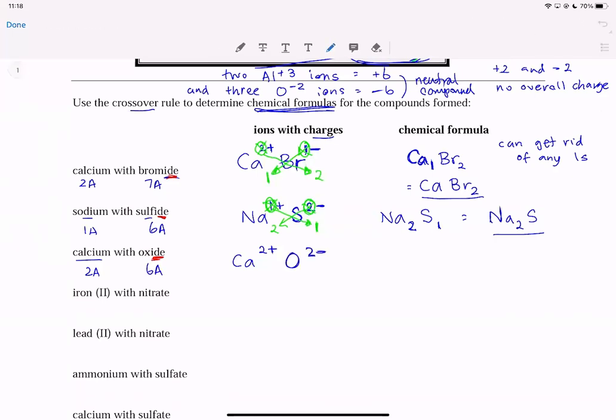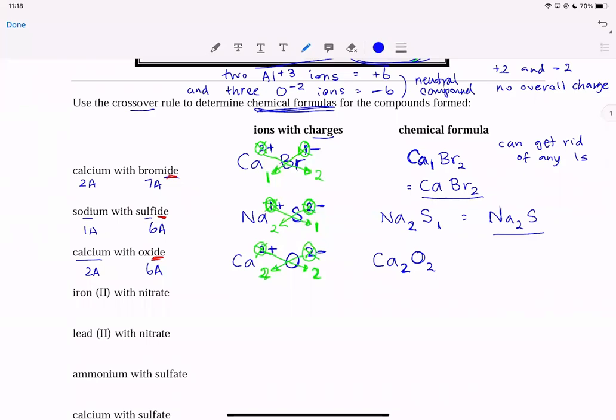Okay, so what's going to cross over and down is this 2 is going to be a 2 outside of the oxygen symbol. So it's no longer up there. This 2 crosses over and down and becomes a 2 outside of the calcium. So it's no longer up there. So now what you have is the calcium, no plus sign, but there's a subscript 2. You have the oxygen, no minus sign, but there's a subscript 2.